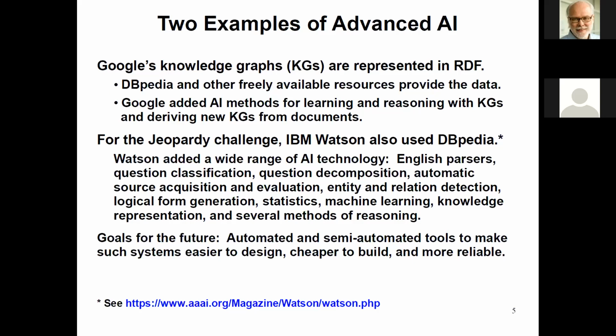technology: English parsers, question classification, question decomposition, automatic source acquisition, entity and relation detection, logical forms, statistics, machine learning, knowledge representation, and several methods of reasoning. They had a huge amount of work that goes far and away beyond the semantic web. Now, this work was done 10 or 20 years ago.